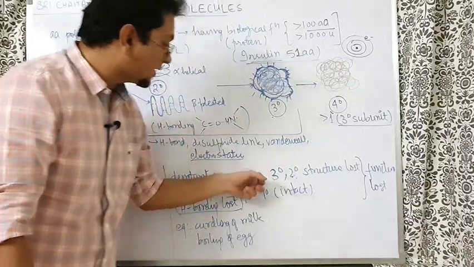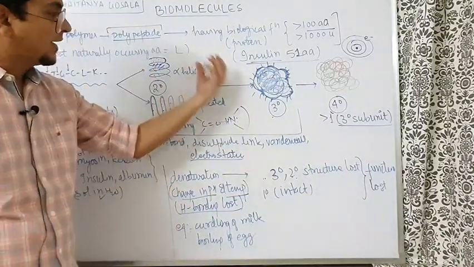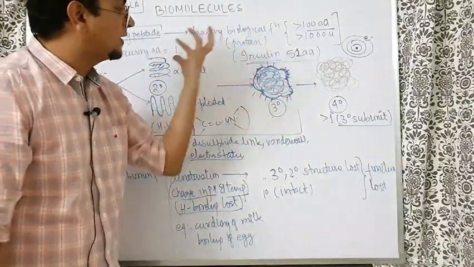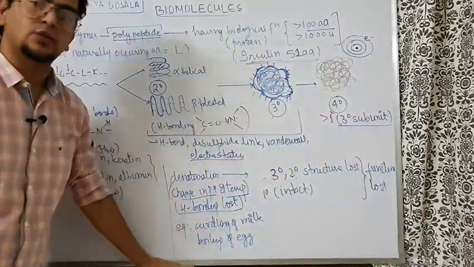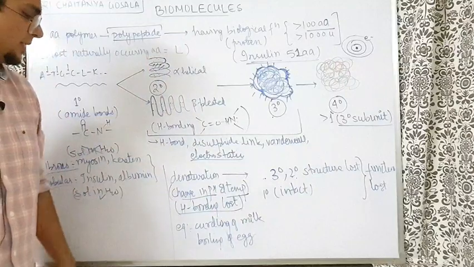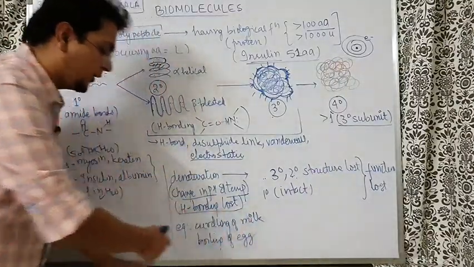So as soon as your tertiary and secondary structures are lost, that means the overall structure deciding the function of the protein is lost. So here the function of the protein is also lost, while the primary structure remains the same. Examples: curdling of milk, boiling of egg.